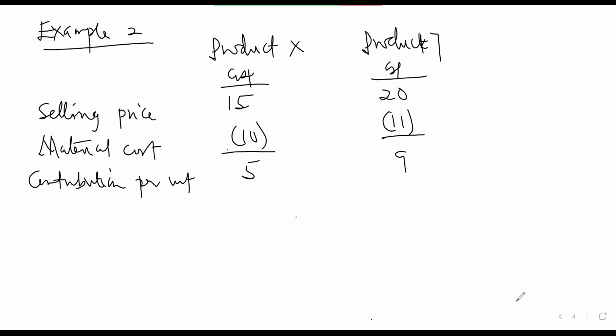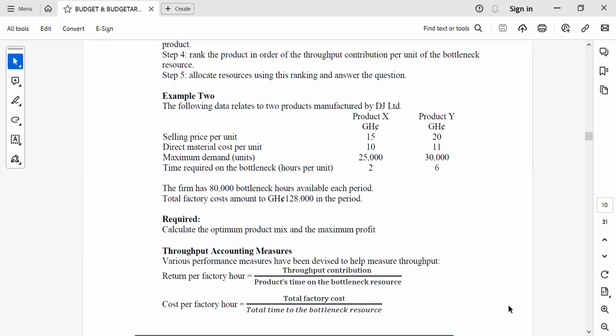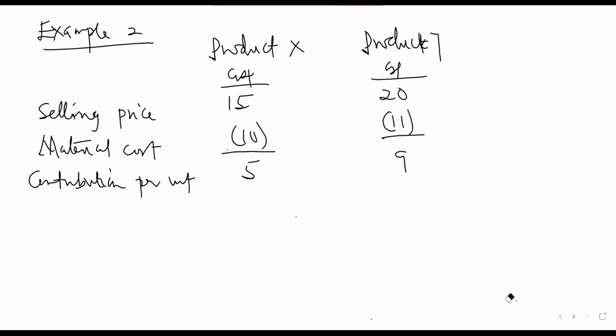So what do we have to find next? We have to find the bottleneck. Let's check the hours that we are using for each of them. We are using 2 hours for X and we are using 6 hours for Y. So the 5 that we are getting over here, we are using 2 hours to get that. So how much are we going to be getting per hour? So we bring the bottleneck here.